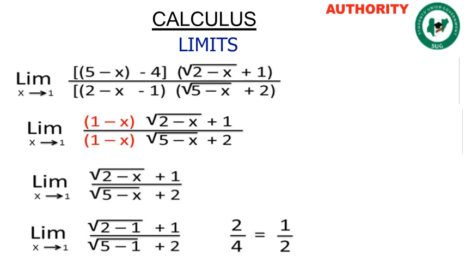So in the numerator, we're going to have square root of 2 minus 1, you're going to have square root of 1, and the square root of 1 is 1, plus 1. We're going to have 2. Then in our denominator, square root of 5 minus 1 gives us square root of 4, and square root of 4 is 2. Then 2 plus 2 will give us 4. So we are having 2 all over 4, and 2 all over 4 is the same as 1 all over 2. So therefore, we are having lim as x approaches 1, 1 all over 2. So the evaluation of the limit, lim as x approaches 1, square root of 5 minus x minus 2 all over square root of 2 minus x minus 1, is 1 all over 2.